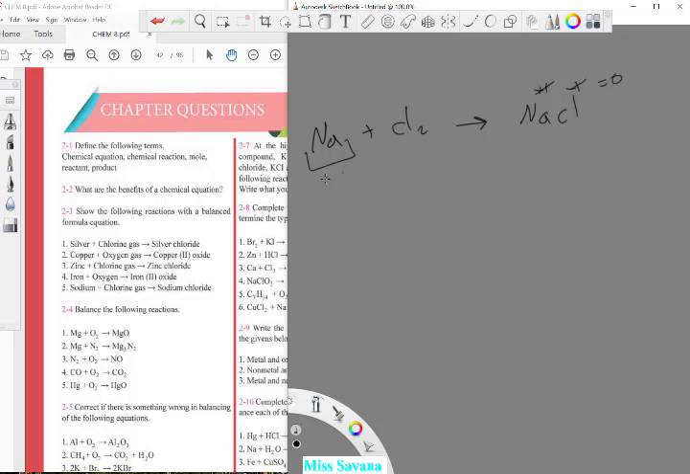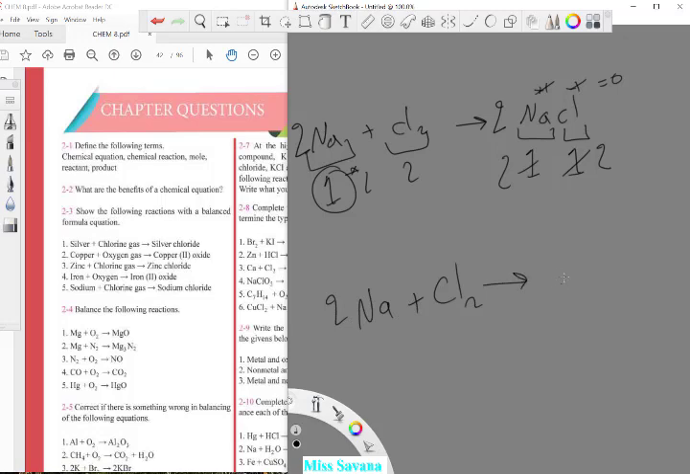This one is 1. This one is 2. Now the Na here is 1 and the chlorine is 1, so I need to do something about it. I multiply this by 2, so this one will change into 2, this one as well. So I need to multiply this also by 2. So your equation is going to be something like this: 2Na plus Cl2 equals 2NaCl. Okay, now I'm happy. Now moving on to the next question.